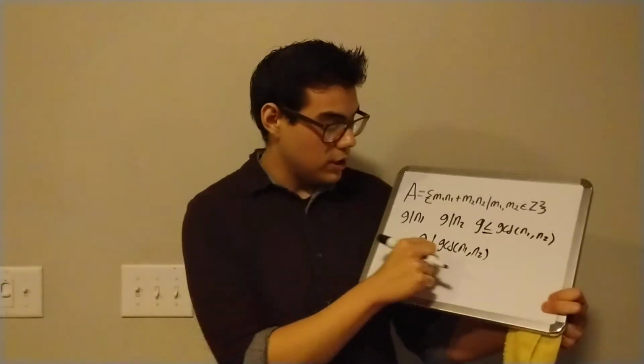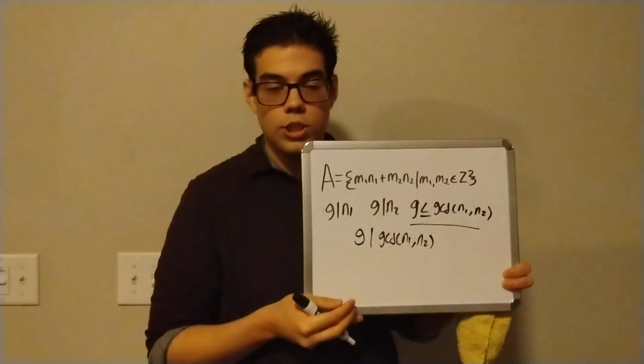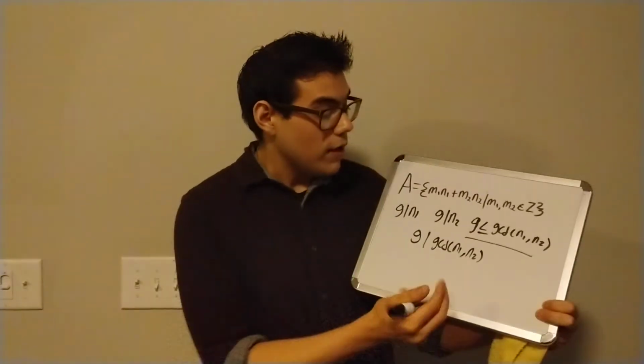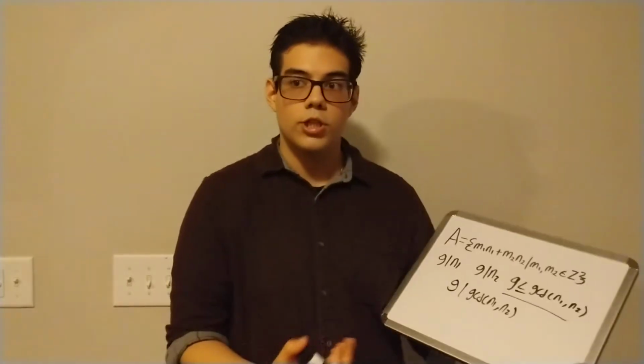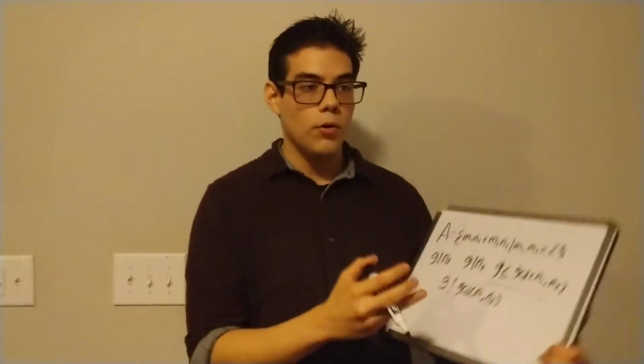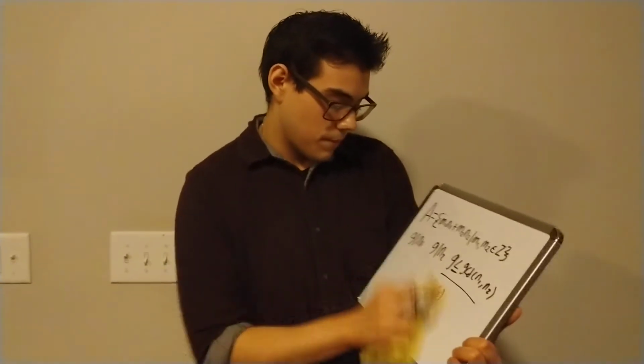In order for g to divide this, g has to be less than or equal to the GCD of n1 and n2. Because you can't have anything bigger divided out, otherwise it's not divisible, because you're going to have a larger integer dividing a smaller integer. So you're not going to get an integer, so it's not divisible as such. That concludes part 2. Part 3, once again, pretty simple.